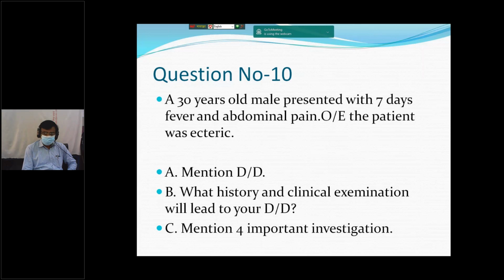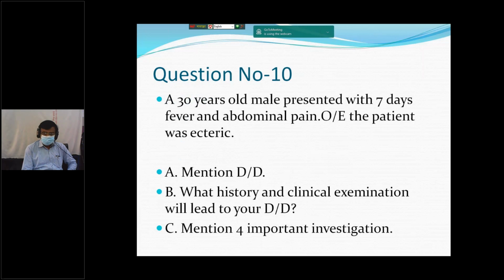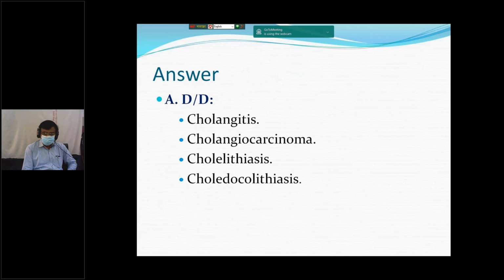Now, the last question of the GIT system and liver disease. A 30 years old male with 7 days fever and abdominal pain. On examination, the patient was icteric. Mention the differential diagnosis. The differential diagnoses are cholangitis, cholangiocarcinoma, and cholelithiasis.